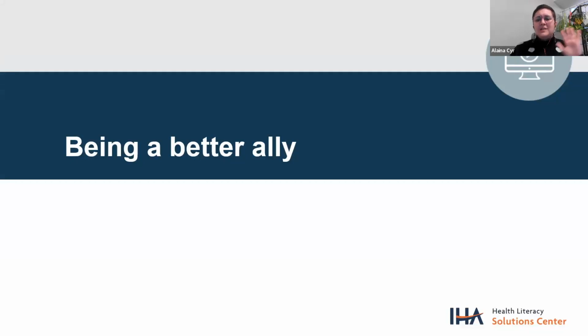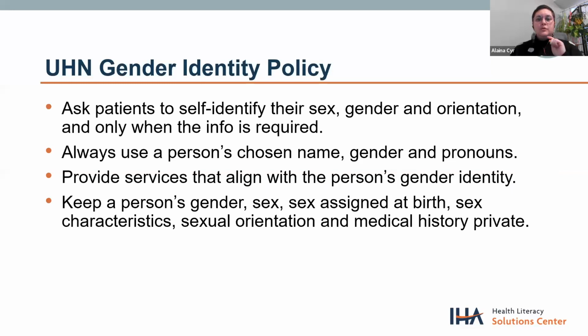So I want to do this really quick. I know we need some time for questions, but I think it's important that we get into some of this being a better ally. So I'll do this as quickly as I can. So at UHN, we have a gender identity policy. Here are some of the things that policy outlines. I share this as a summary of some good key points and practices for allies.